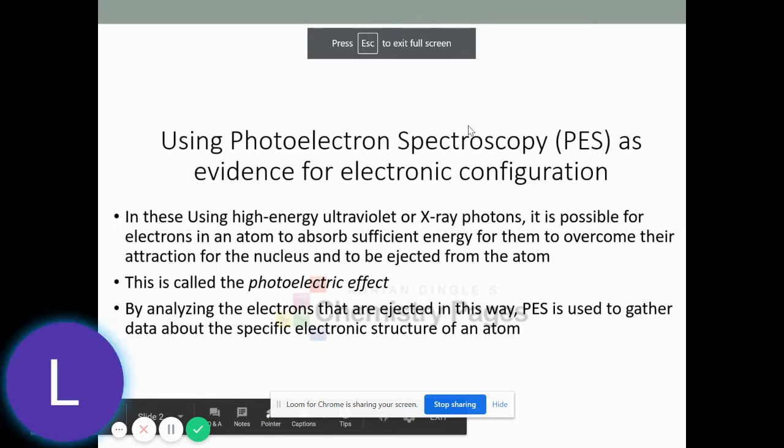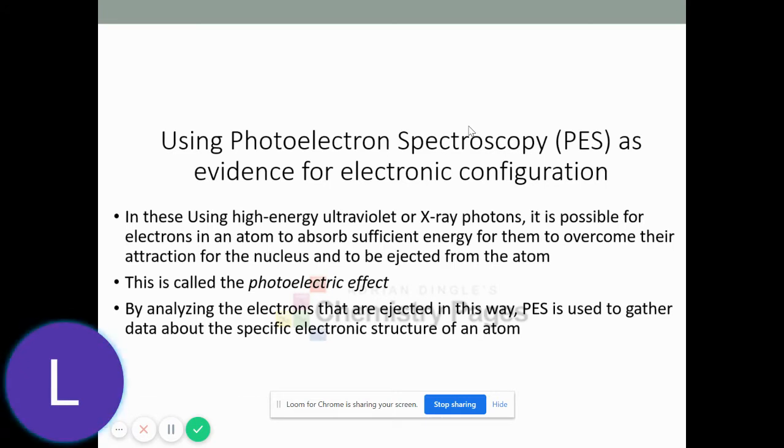All right, so when we make these graphs, they do so by basically subjecting atoms to high energy ultraviolet or X-rays. And when they do that, those electrons are going to absorb enough energy to overcome their attraction to the nucleus. Okay, so essentially they're being ionized. We are using our ionization energy here. This is called the photoelectric effect, which is why it's called photoelectron spectroscopy.